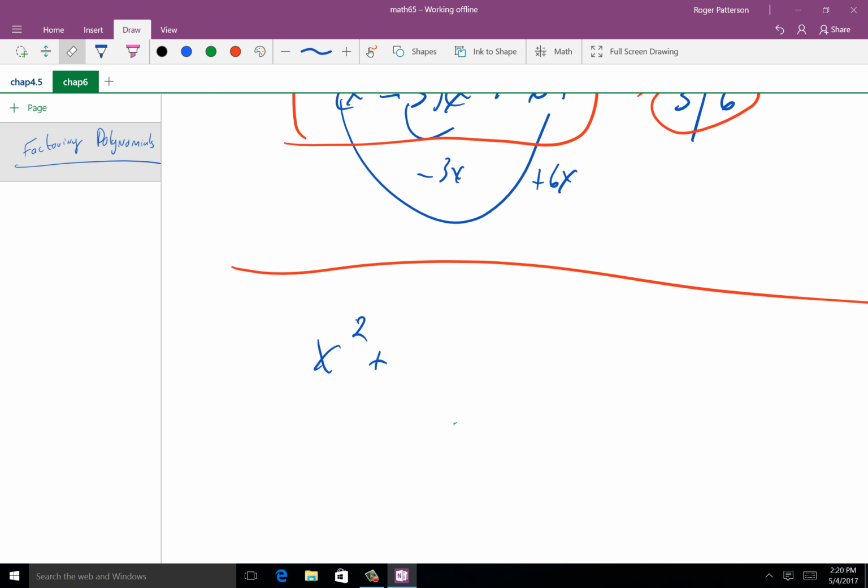Let's see. So let's try that one. Notice how every time I always transfer that over, whether it's negative or positive.